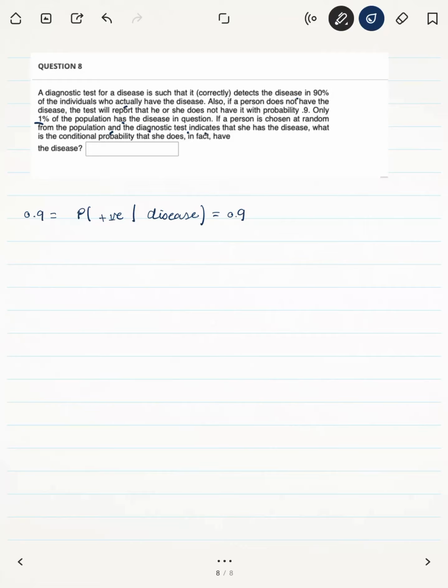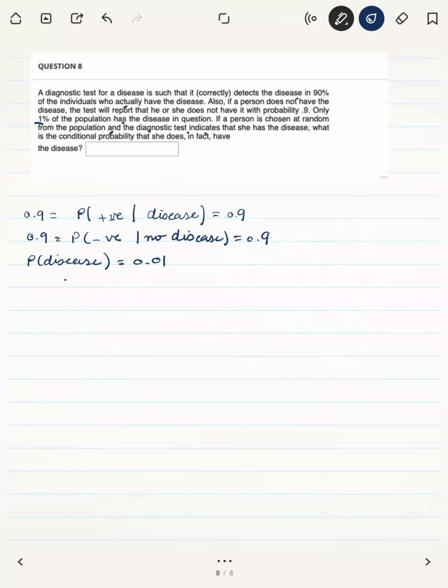Also, if a person doesn't have the disease, the test will report that he or she doesn't have it with a probability of 0.9. So this is another 0.9, which gives a negative result if I don't have the disease. Only 1% have the disease itself, so the probability of the disease is 0.01. This is the 1% that we have here.